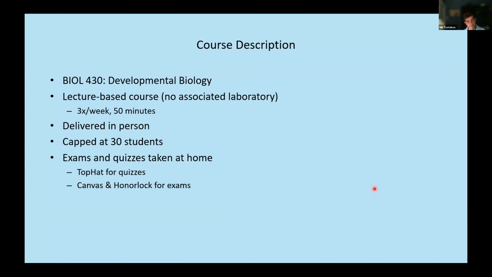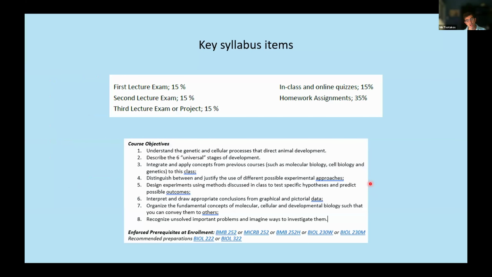Lately, I have the exams and quizzes taken at home. The smaller stakes quizzes are delivered via Top Hat, and I use Canvas and Honorlock normally for my exams. The exams are fairly high stakes, 15% each. Lately, I have been doing a project instead of a final exam, and then there are other homework assignments and in-class quizzes. The course objectives are taken straight out of the syllabus.